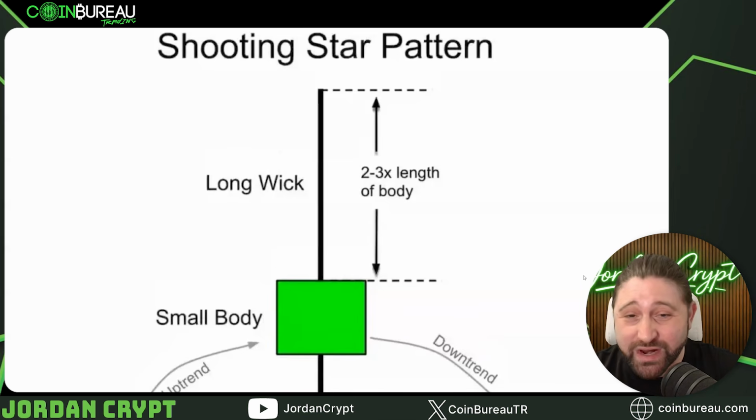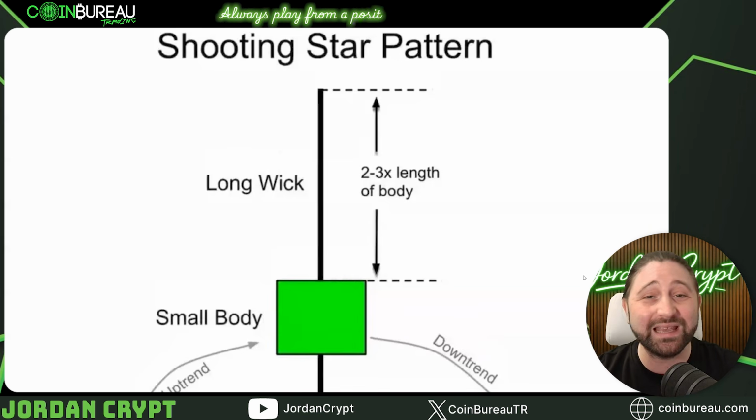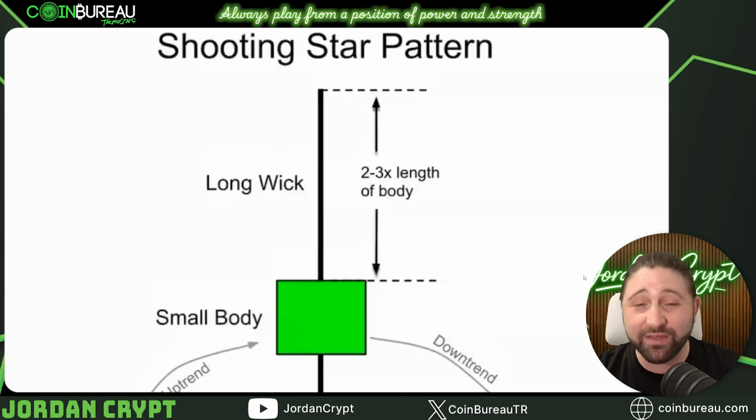Therefore, the key ingredients to look for in the shooting star candlestick include the uptrend, a steady increase of trend in price, then the long wick, a swift bearish reversal creating the long wick to the upside, which should be 2 to 3 times the length of the body, and then the small body.